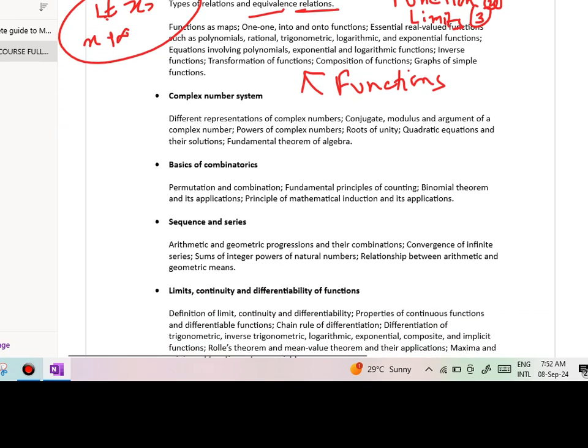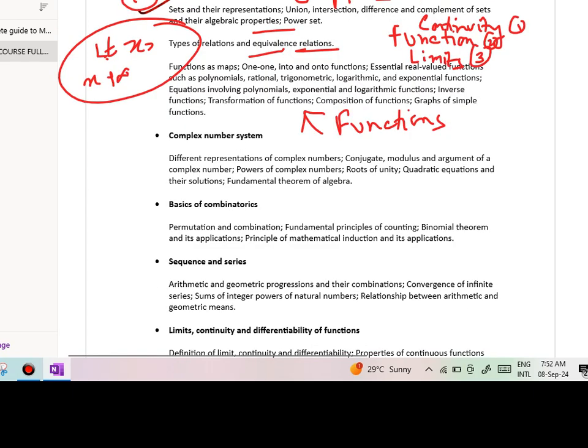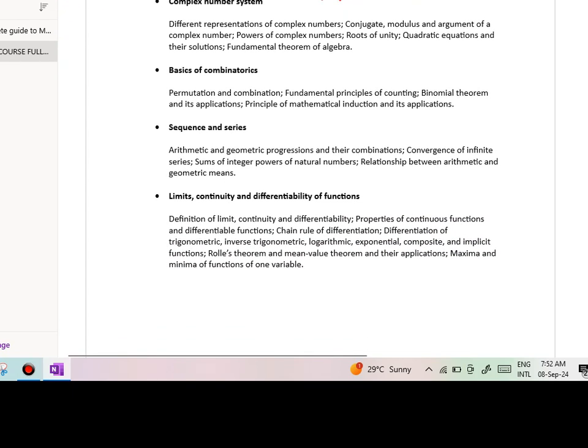Then we have complex numbers, like i equals to a plus ib. Different representations will be there, conjugate, modulus and argument of a complex number. There will be powers of complex numbers, roots of unity, quadratic equations and their solutions, and the fundamental theorem of algebra.